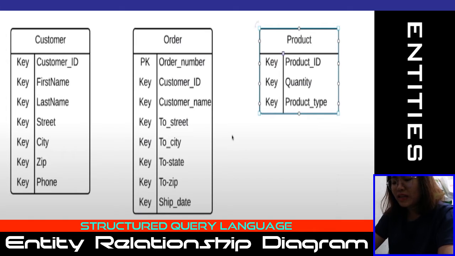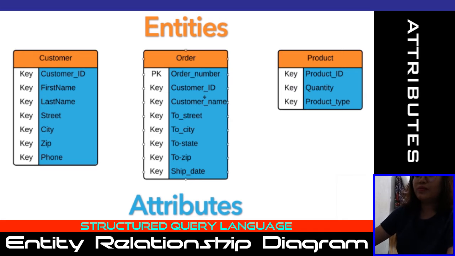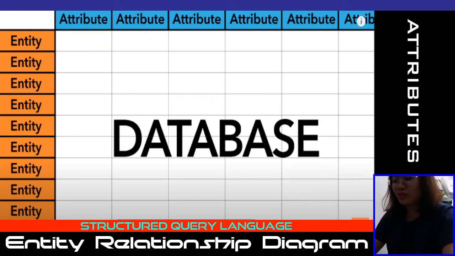So, we need something that will describe that row. That's where the attributes come in. Attributes represent properties or traits of an entity, such as a customer's phone number or home address. So, attributes correspond to the columns of the database. Each entity has attributes, which are various properties or traits.